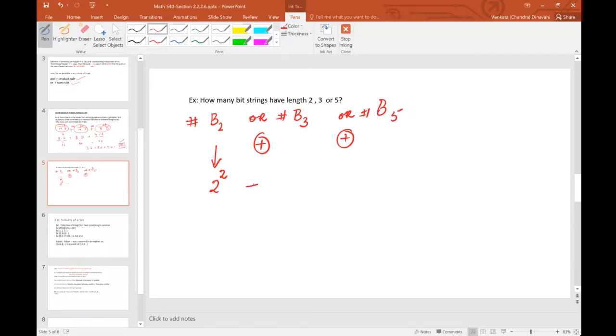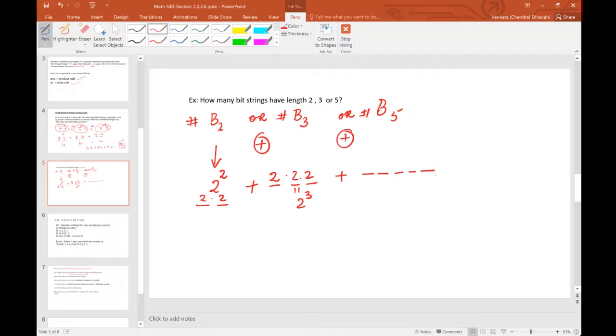That is going to be 4. That is 2 times 2. That is where you are using the product rule. The number of bit strings of length 3: each and every position you can fill with 0 or 1. So there are 2 cube bit strings of length 3.